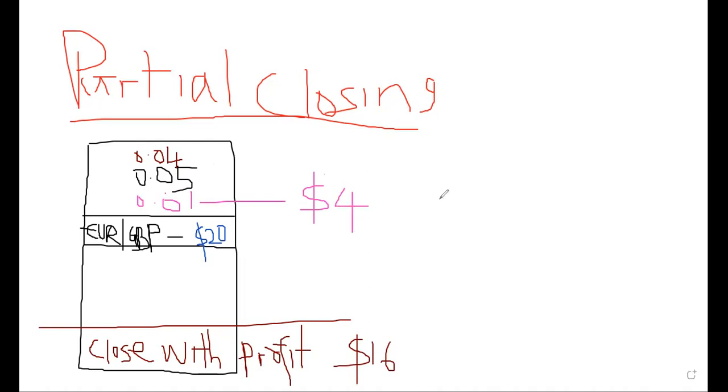Can you see? Do you know one beauty about partial closing? Once you see a close with profit, you can just close this in profit. And guess what? Out of this $20, you have claimed $16 as your profit. So let's say I have $16 in my profit margin.